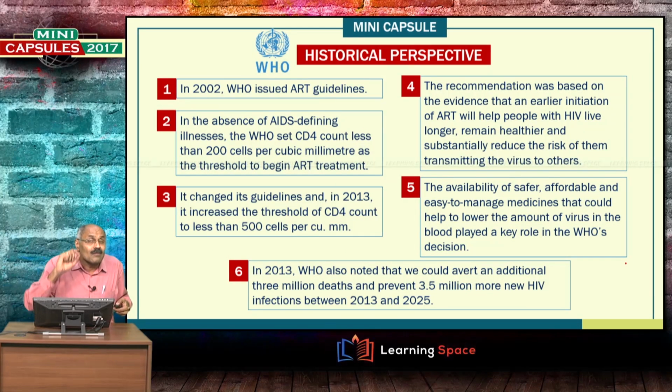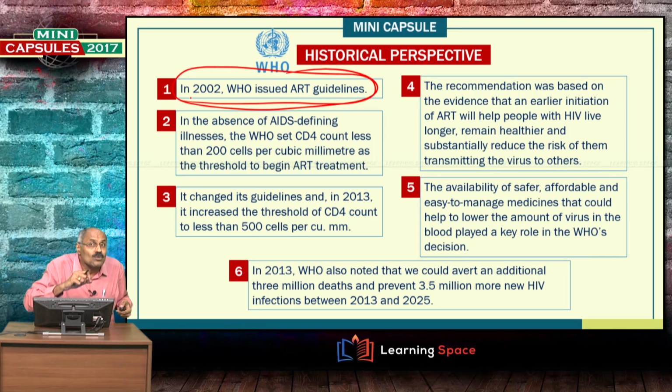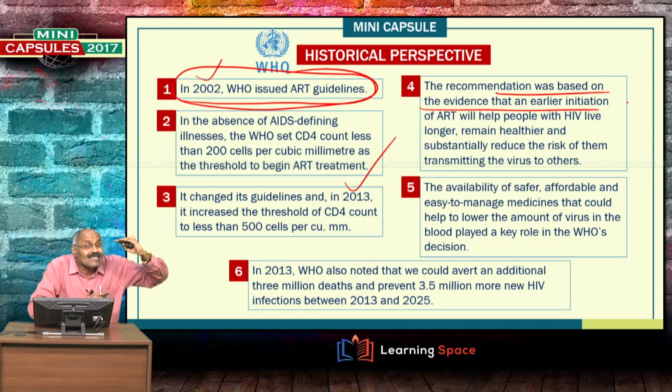So, what is this history? With regard to the historical perspective of CD4 count, in 2002, the World Health Organization first issued ART guidelines. That means ART treatment is required when the CD4 cell count goes below 200 cells per cubic millimeter. Below 200 per cubic millimeter, only then was it recommended in 2002. Then subsequently in 2013, it was stated that persons whose CD4 cells were below 500 must be provided with ART treatment, because it increased from 200 cell count to 500 cell count.